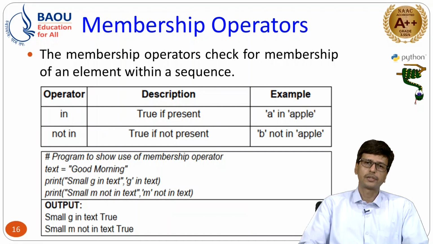Here on the screen you can see the example. Say for example, text equal to good morning, and you are trying to check whether the G character is available in the string or not. So we are using the in keyword here. If it is available, as in our case, you will get the result true. And say for example M is not available in that particular string, in that case you will get the result false.